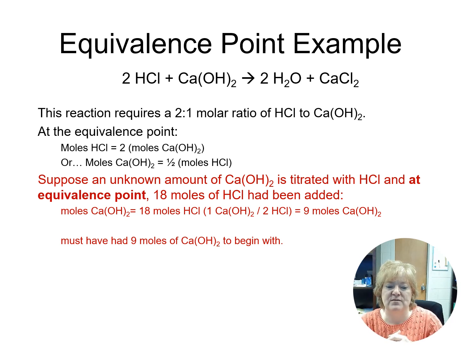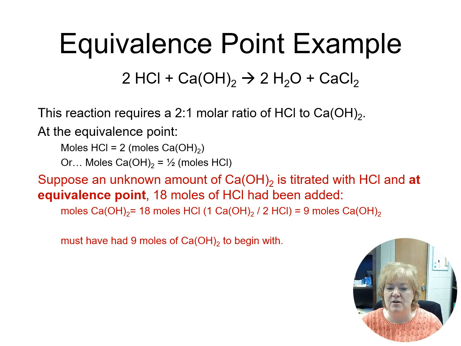Another way of saying it: let me flip it around. If I know how many moles of calcium hydroxide I have, I could double it and say, well, that's how many moles of HCl I have. Or if I knew how many moles of HCl I have, I could take half of it, and that would tell me how many moles of calcium hydroxide I have. So I just need to know one of them and these coefficients, and I can figure out the moles of the other one. That's the whole goal of stoichiometry.